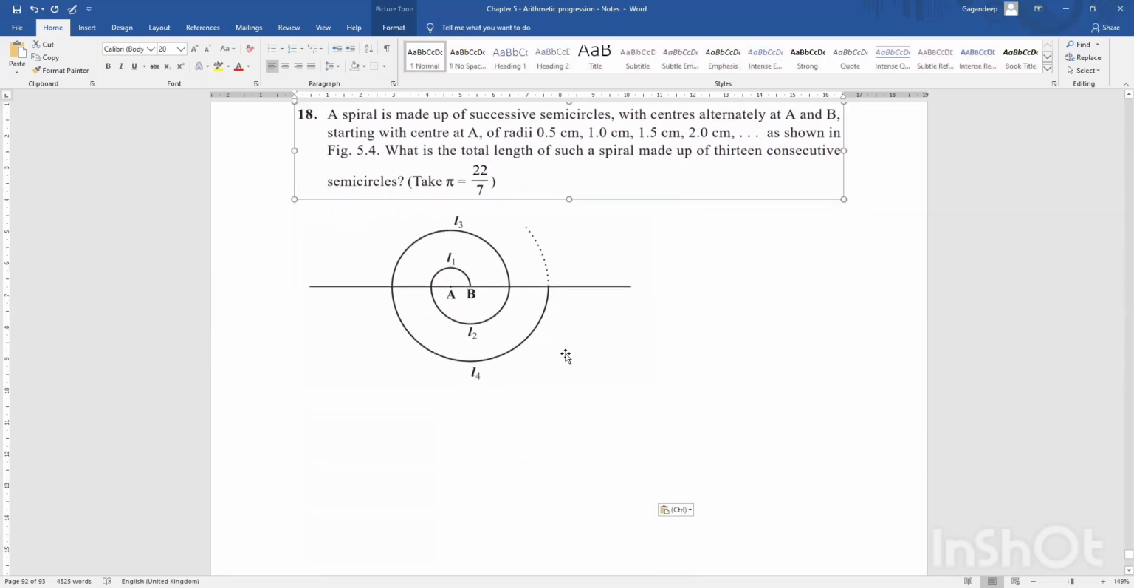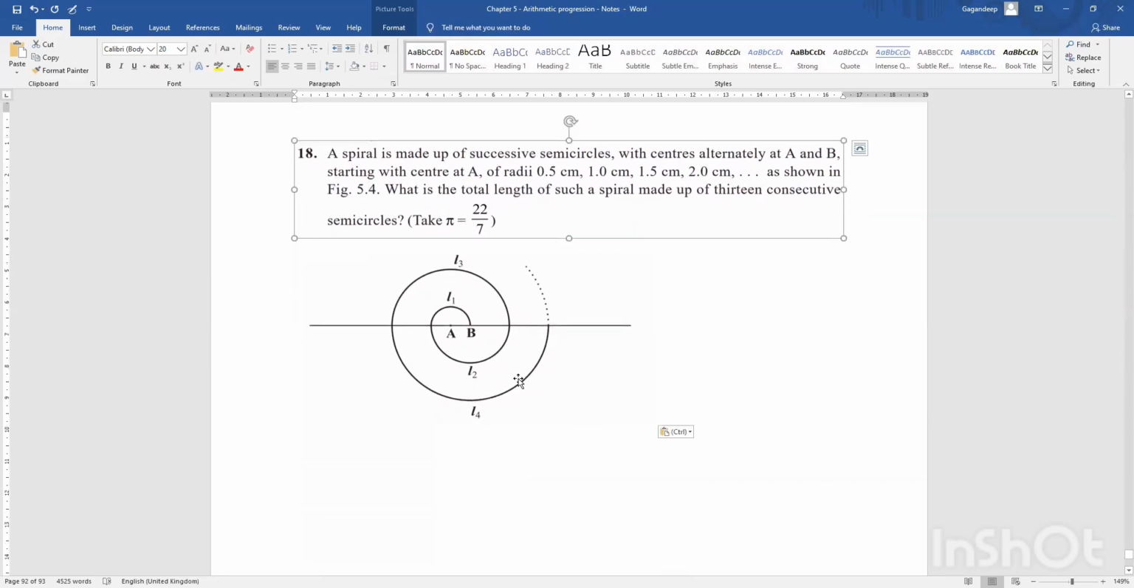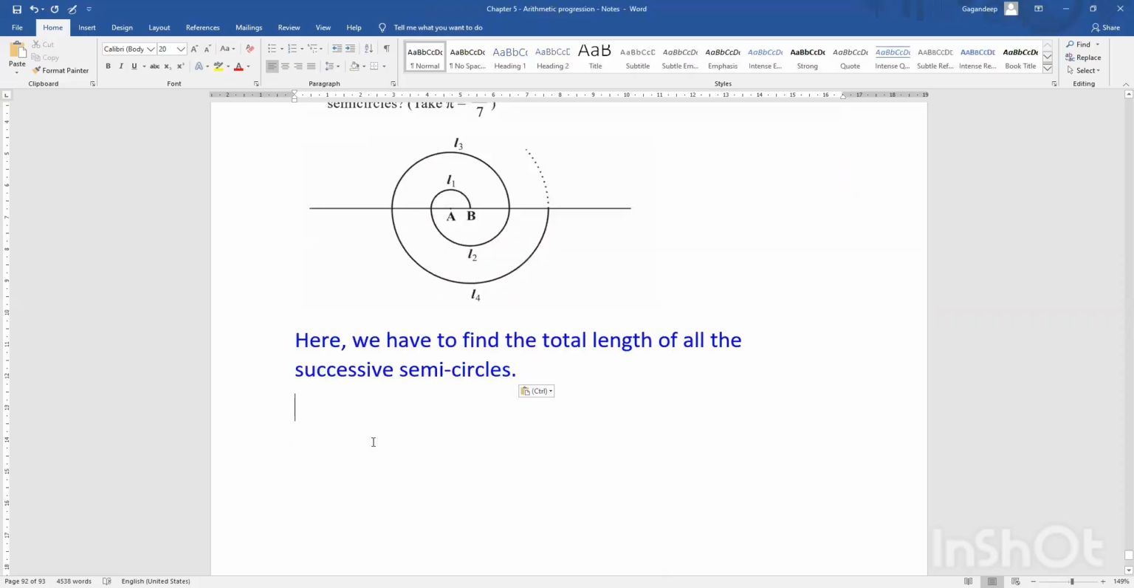Now in this, we need to find out the total length of all these semicircles. So you can see on either side of the line, you have the L1, L2, L3, L4. These are the semicircles. I need to find out the length of all these semicircles added up together. So first, here we have to find the total length of all successive semicircles.